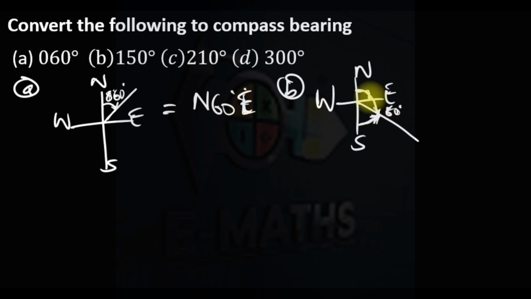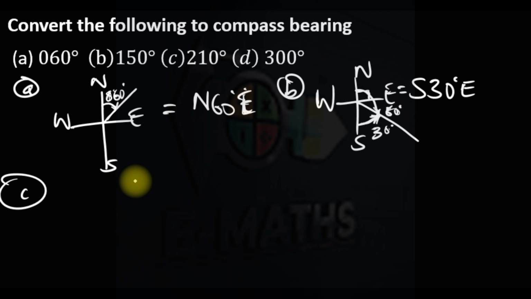Try starting from north, moving here, this is greater than 90. Start from north, move west, greater than 90. So it's only this that is less than 90. So my answer, this is 60, this should be 30, because you know each of them is 90. So the answer is south 30 degree east. So that's the conversion.